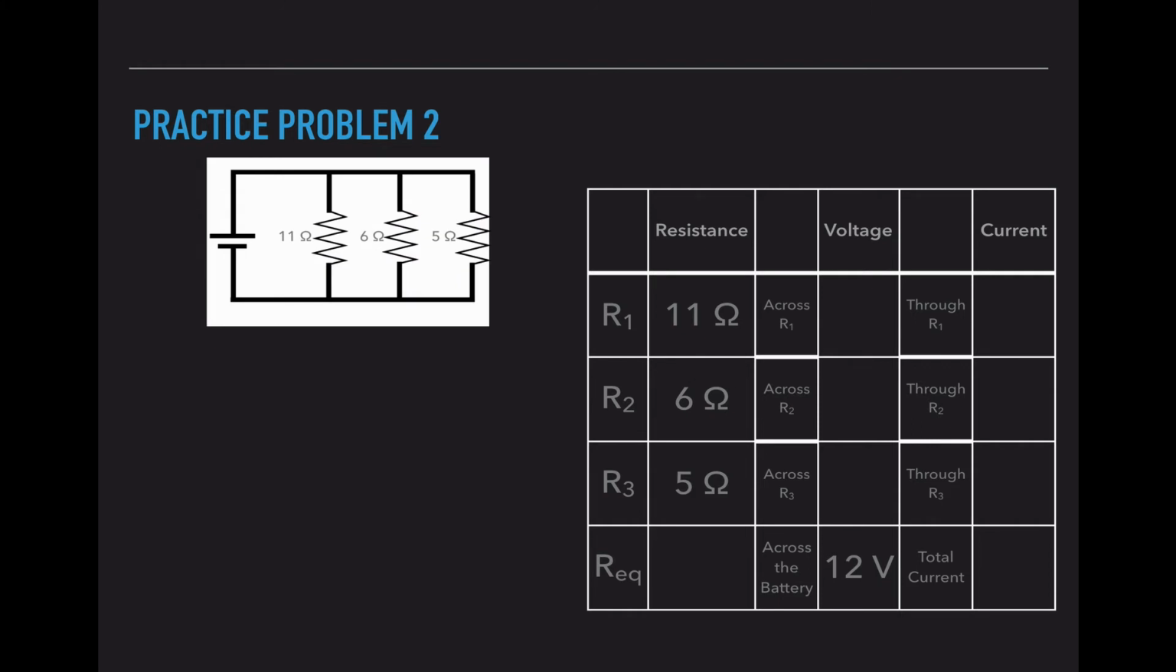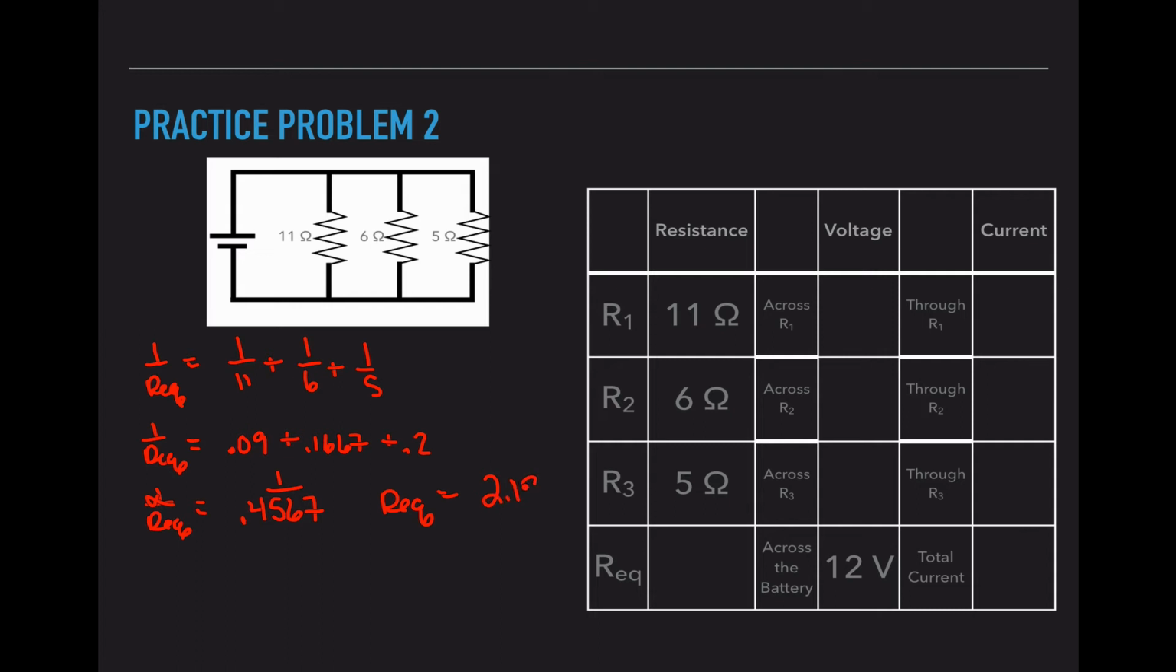So we're going to do one more problem. Again, I'm going to do 1 over Req equals 1 over 11 plus 1 over 6 plus 1 over 5. And 1 over Req is equal to 0.09 plus 0.1667 plus 0.2. 1 over Req is equal to 0.4567. Inverse both sides, and Req is equal to 2.19. So that value is going to go here.